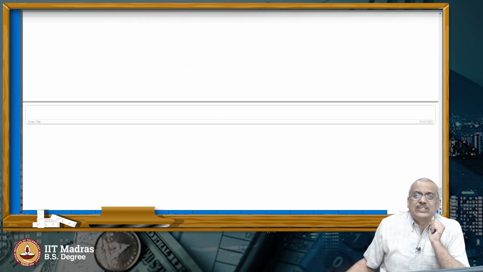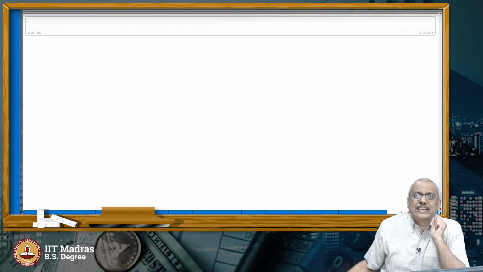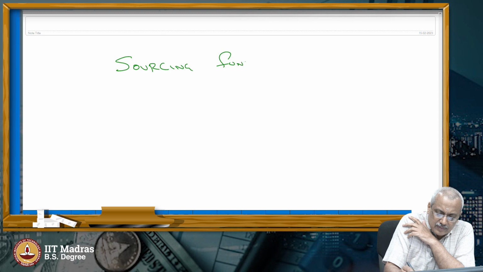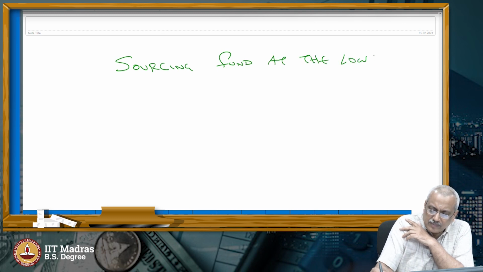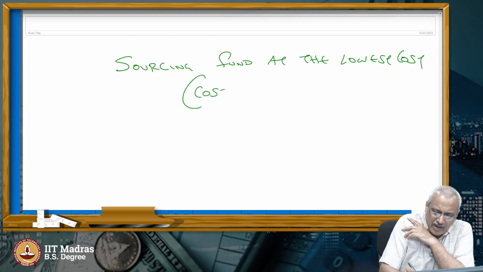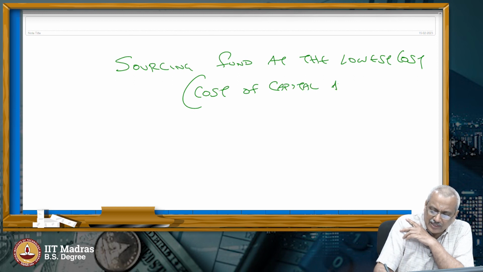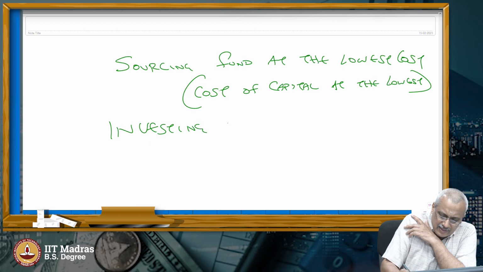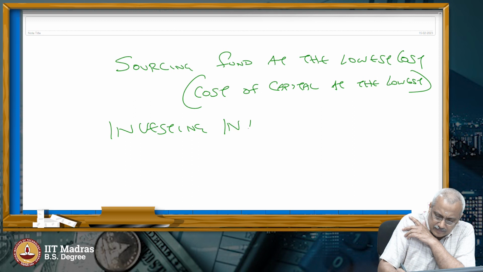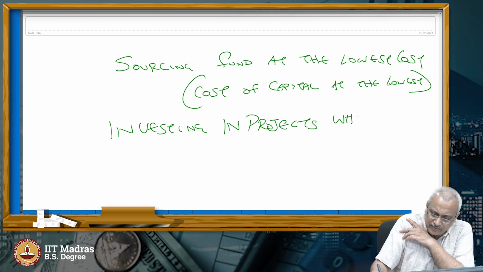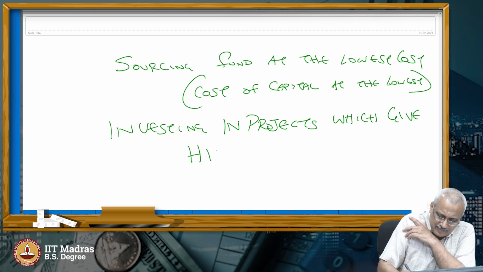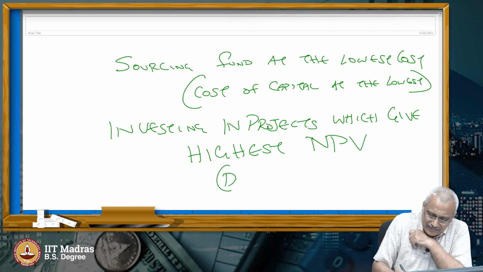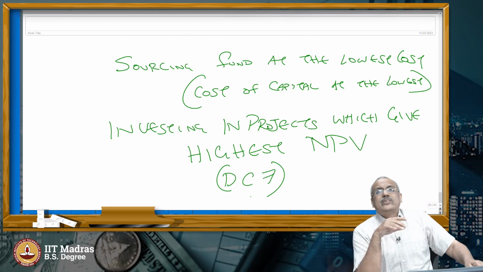So in short, we saw it. Overall, what do we do in finance? I am going to sum up in the next minute or so. Overall, what do we see? We see sourcing funds at the lowest cost. That is how we keep the cost of capital at the lowest. And investing in projects which give the highest NPV. That is all. That is what we saw in DCF.